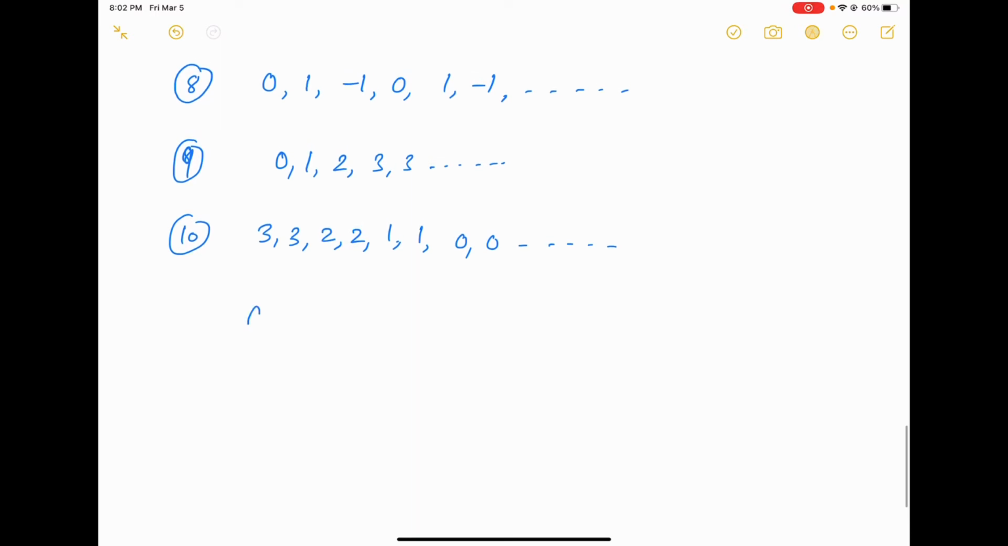What actually is a_n? a_n is f(n). So actually it is the image of n under map f.